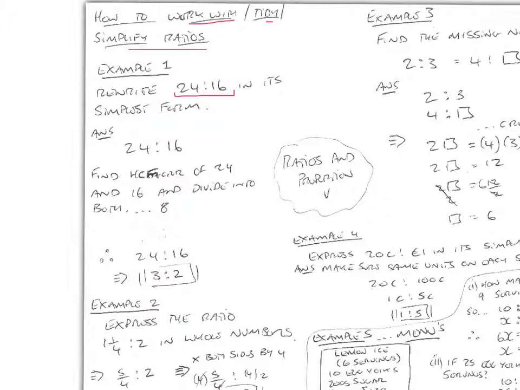As with fractions, the way we can reduce the terms in the ratio to its simplest form is we find the highest common factor of the 2 terms, and that's 8, and we divide 8 into both. 8 goes into 24 3 times, and it goes into 16 twice. So the ratio 24 is to 16 reduced to its simplest form is the same as 3 is to 2, and I can't actually reduce that any further.